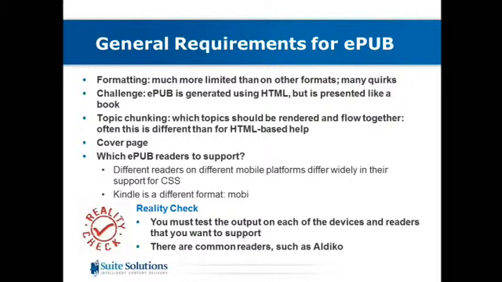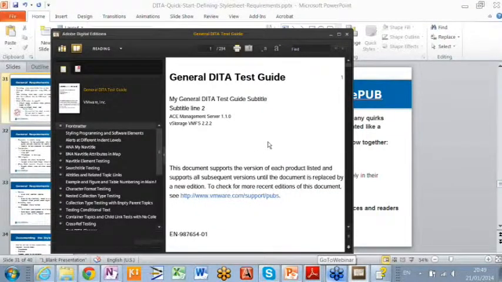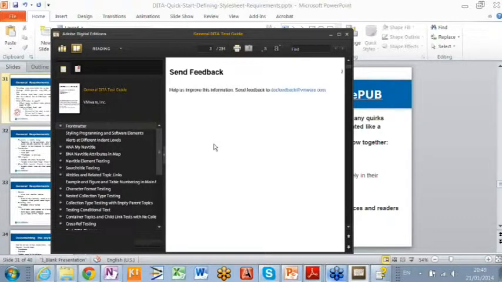General requirements for EPUB. The formatting for EPUB is much more limited than in other formats. It has many quirks. I'm going to show you an EPUB now to give you an idea of what it looks like. This is an EPUB that I downloaded to my computer. You would not normally see it this way; you'd be using a reader on a mobile device. But I want to show you what it looks like. It's based in HTML, but you can see the formatting is pretty plain, and there's not a whole lot you can do with that.